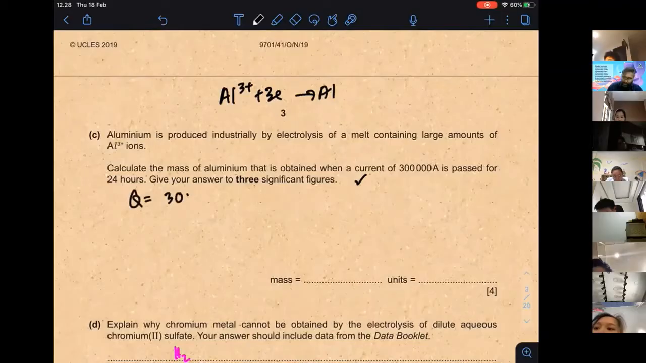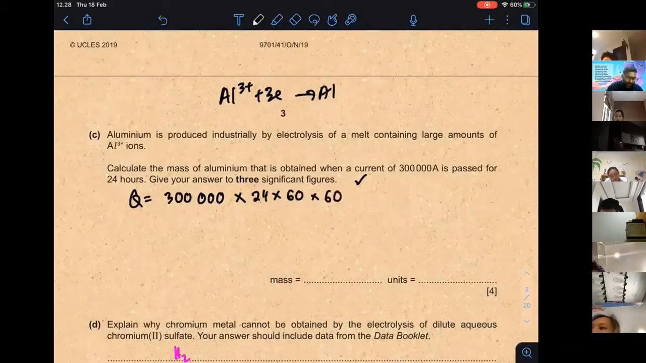So 300,000. Time must be in seconds. 24 hours, change it into minutes, and then after that, change it into seconds. You calculate this and you will get, let me calculate, 2.592 times 10 to the power of 10.